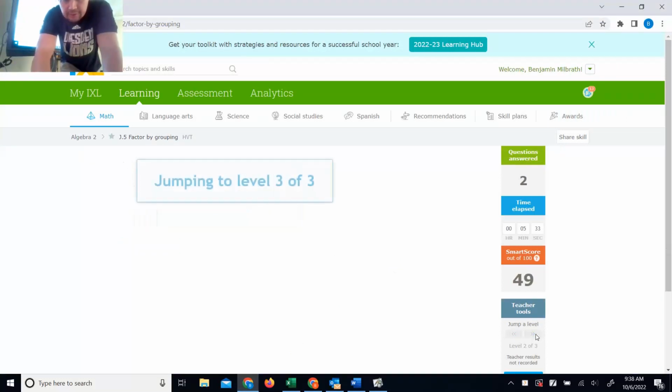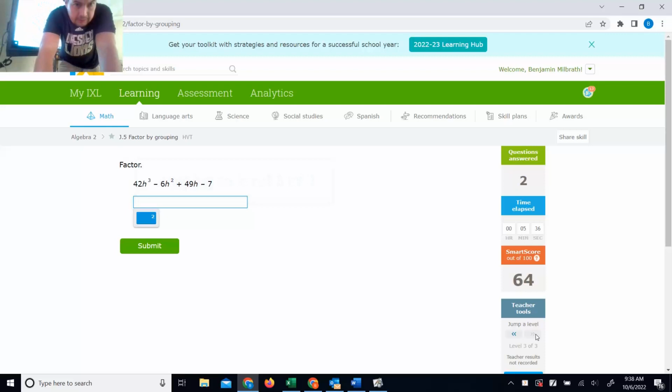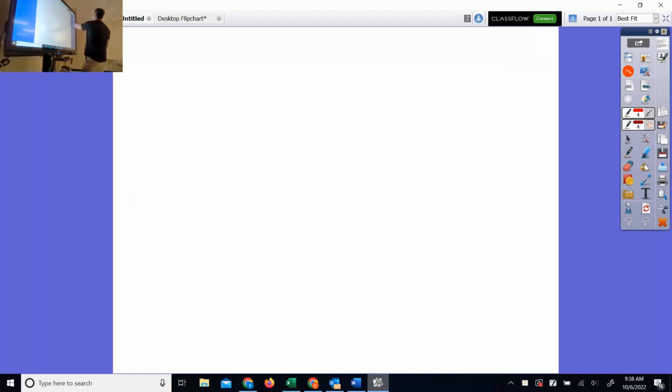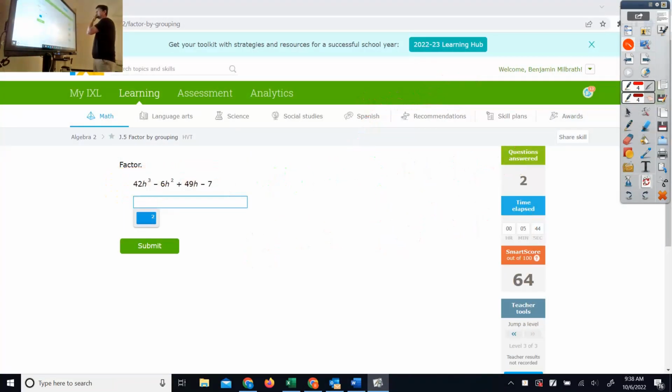All right, next level, level 3. This one won't be too bad. All right, so the first grouping here, 42h cubed minus 6h squared, I see 6 and I see an h squared.